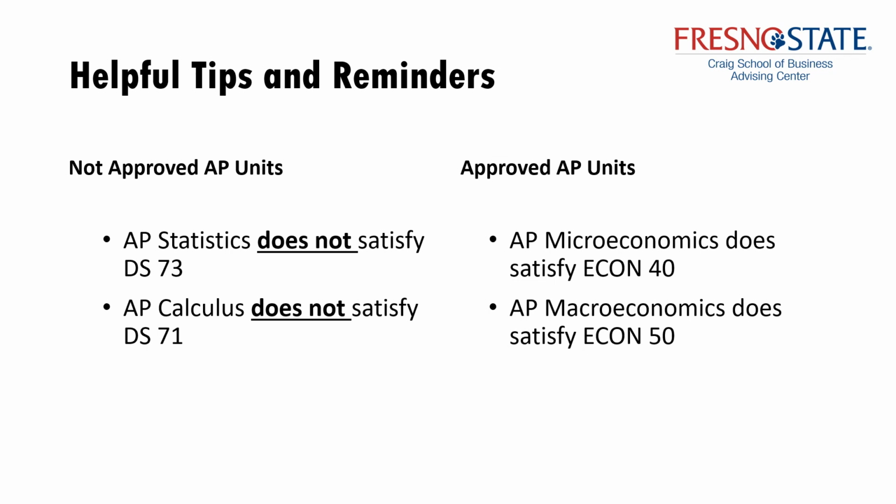There are a couple things to know about AP credit and the pre-business requirements. 2 of the pre-business courses can be satisfied with AP credit. AP Microeconomics satisfies Econ 40, and AP Macroeconomics satisfies Econ 50. Unfortunately, AP Statistics does not satisfy DS 73, and AP Calculus does not satisfy DS 71. You will be required to take DS 71 and DS 73.